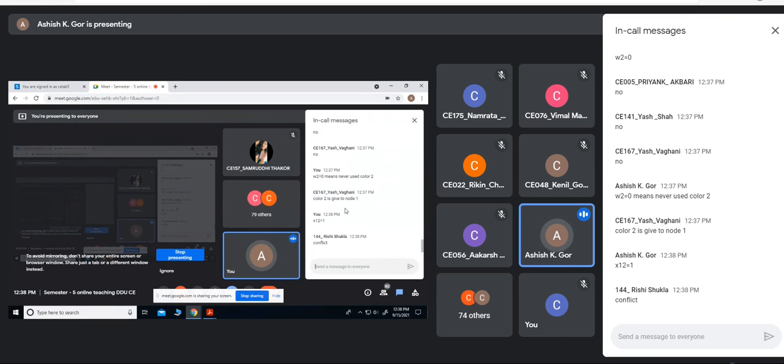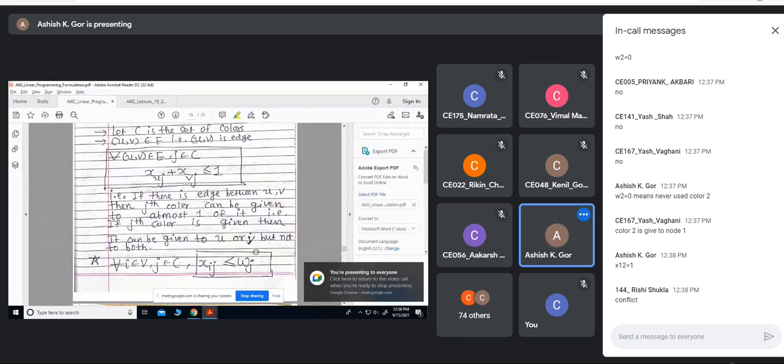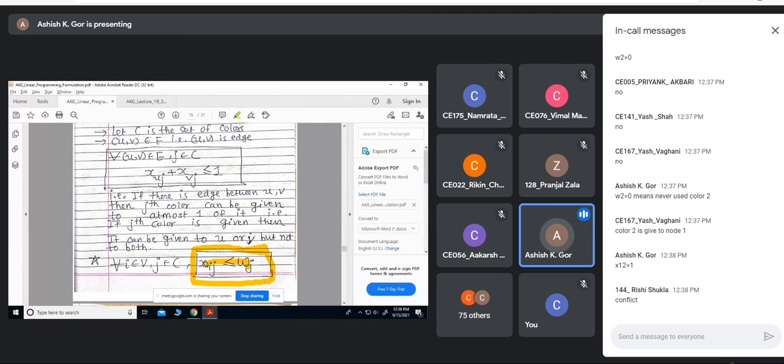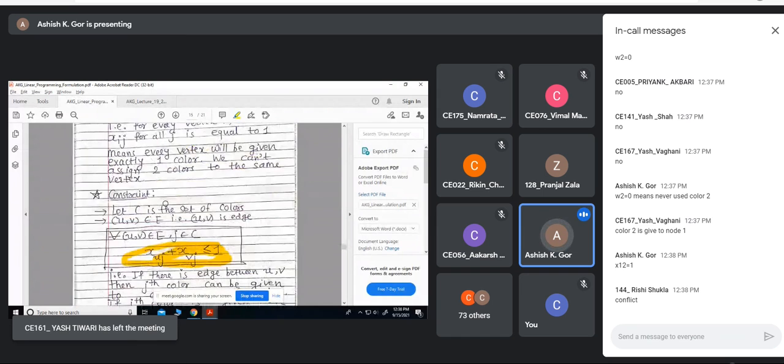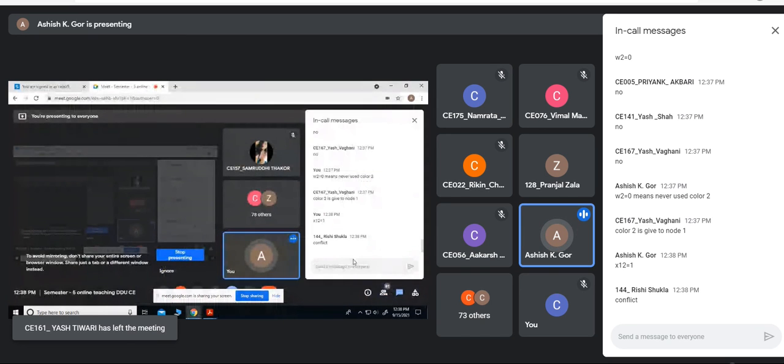To avoid this conflict, we should add one more constraint, that Xij should be less than or equal to Wj, for all vertices and for all colors. That means the total number of such constraints will be vertices into colors. This type of constraint, edges into colors. This type of constraint, one for every vertex, number of vertices. So you see, then that will become a linear program. Then you have to convert it somehow to the standard format, and then you can use simplex. So are you getting the difficulty level of the graph coloring problem?